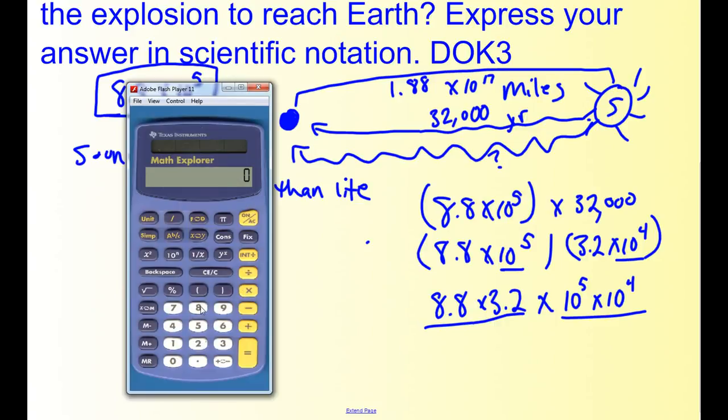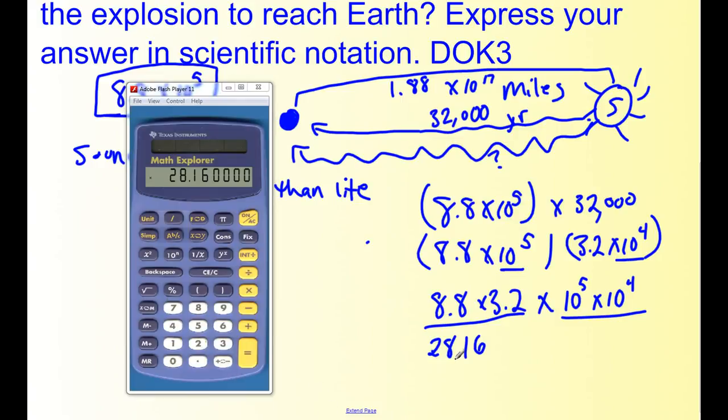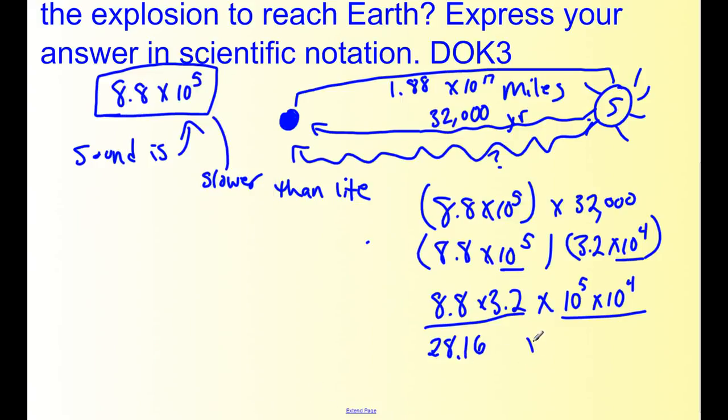So I'm going to take 8.8 times 3.2 equals 2816. Oh, I didn't see what the decimal was. 28.16. All right. Times. Since these powers have the same base and they're being multiplied together, I add their exponents. We learned that back in lesson 1.3, so that is 10 to the 9th power.